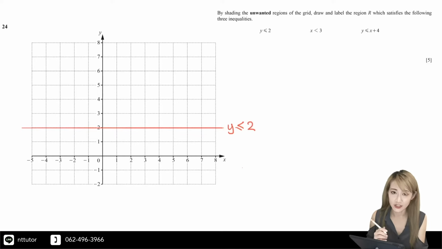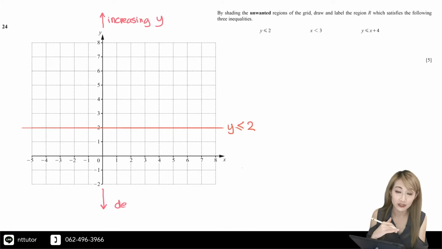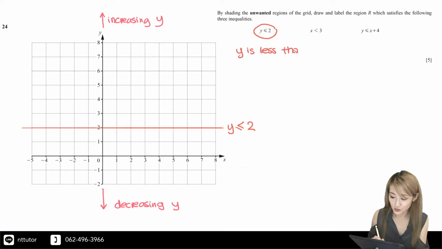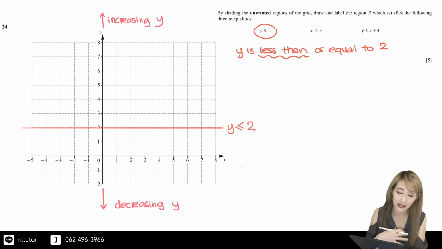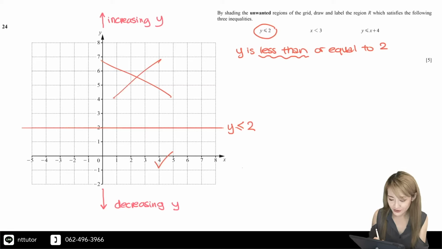Along the y-axis, if you go upwards, it is increasing y because the numbers increase. And if you go downwards, it's decreasing y because the numbers continue to decrease. So if we want less than 2, we want the smaller value. So we want the region at the bottom, and we don't want the region on top. So we will shade out the region on top.